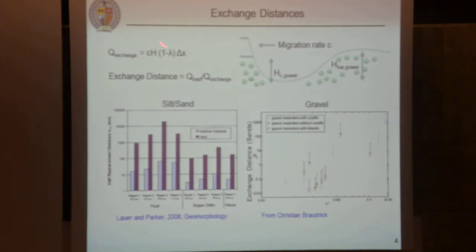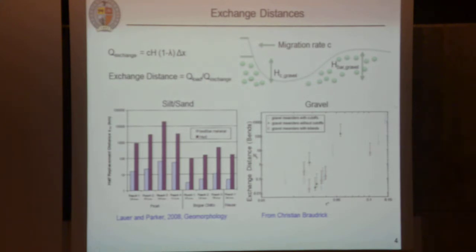If you just look at the exchange flux, the migration rate times the thickness that you're eroding into, times a porosity factor, and then times a spatial parameter, you can get an overall flux. We can compare that to the down-channel flux and then calculate an exchange distance. Actually, sorry, the Q exchange should be a flux per unit length. It shouldn't have the delta X in it. You can solve for delta X from that. Okay? So it gives you an idea of a characteristic exchange length. I think Rob Ferguson spoke about that earlier. For fine-grained material, it's pretty long. It takes a long time to exchange that much material.